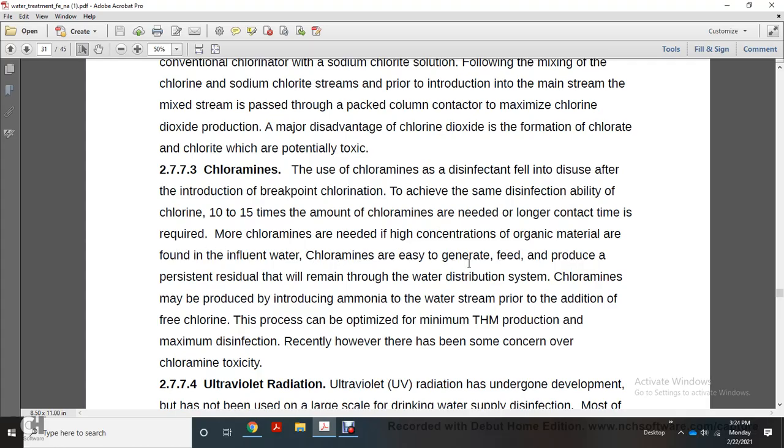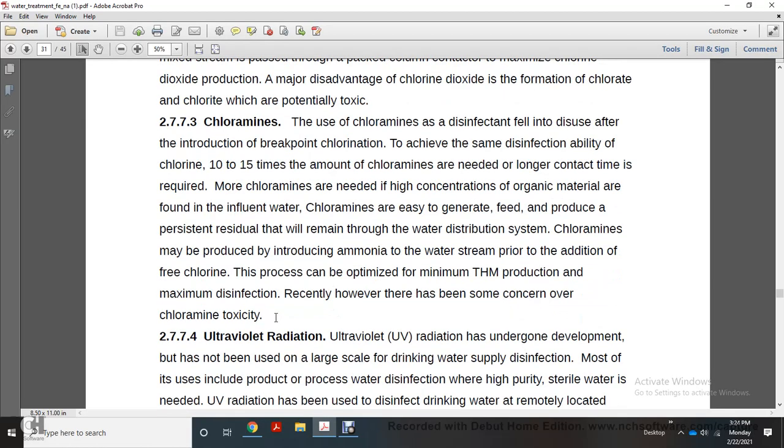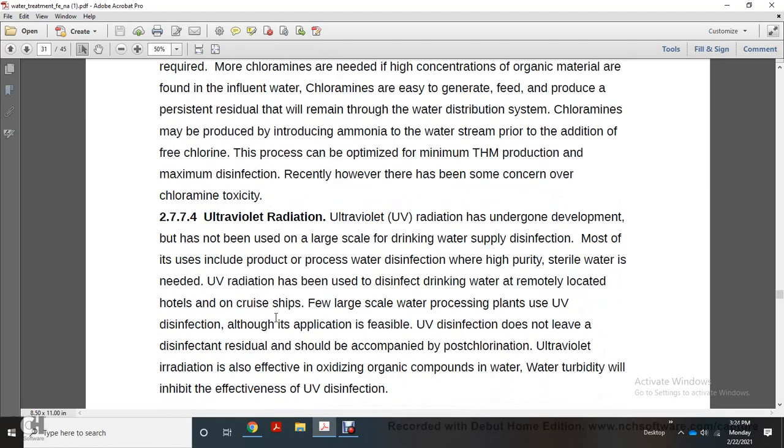Chloramines are easy to generate and feed, and they produce a resistant residual that will remain through the water distribution system. Chloramines may be produced by introducing ammonia to the water stream prior to the addition of free chlorine, a process optimized for minimum trihalomethanes production and minimal disinfection. However, there has been concern over chloramine toxicity.